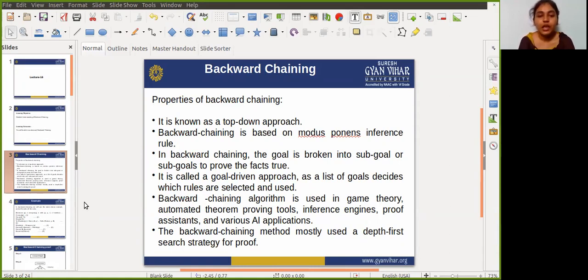theorem proving tools, proof assistants, inference engines, and various AI applications. The backward chaining method mostly uses a depth-first search strategy for proof.